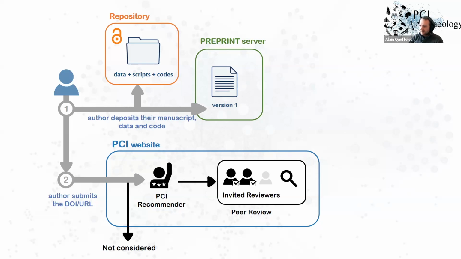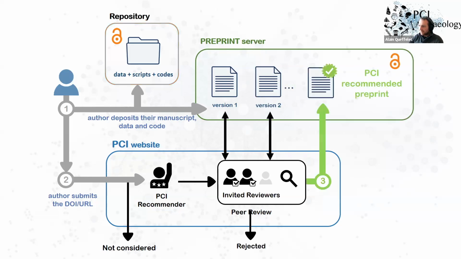The recommender will have the role to invite reviewers. So being the recommender is not being the reviewer, it's being the editor. The recommender will invite reviewers. He can invite reviewers from the list of people already registered on the PCI, or he can invite anyone just with the email of the people. The reviewers will do the peer review job. And with this, the recommender will have to make an editorial decision. So he can reject the paper, but most of the time, of course, he will ask for revision by the authors.